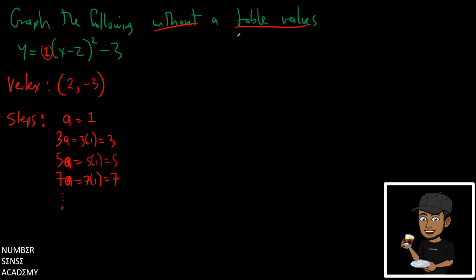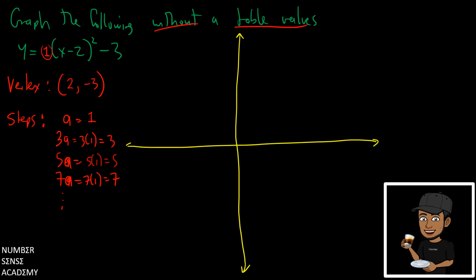So if I go to a graph, the first thing I'm going to do is locate the vertex. My vertex is at 2, negative 3, so I need to accommodate that. Let's go 1, 2, 3, so negative 3. I need a positive 2. Again, it's not going to look pretty because it's not nice and to scale. So my vertex is at 2, negative 3, sitting right here. Let's make it red. That's my vertex.